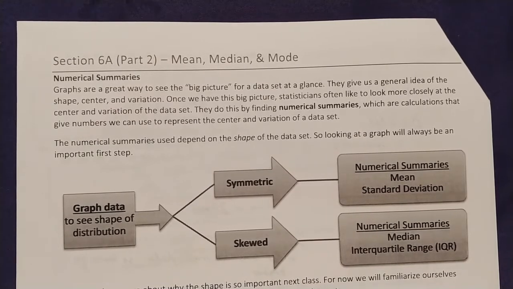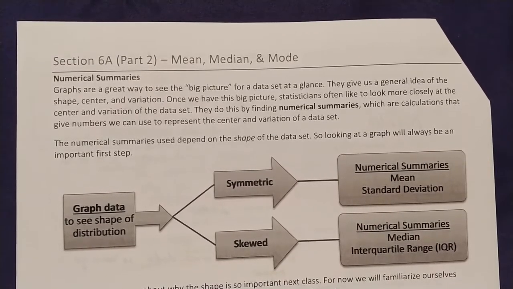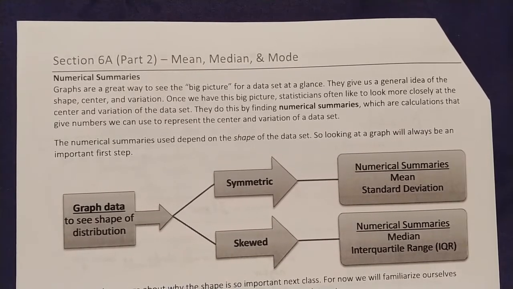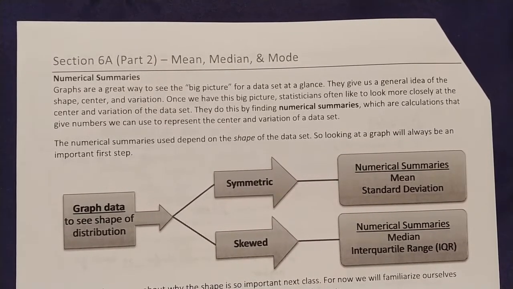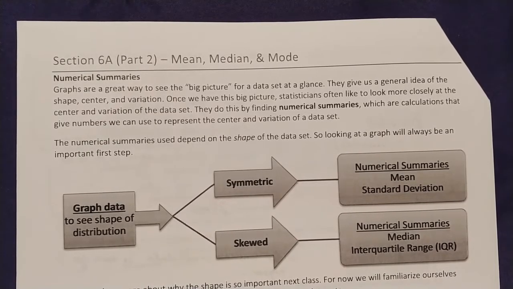Once we have this big picture, statisticians often like to look more closely at the center and variation of the data set. They do this by finding numerical summaries, which are calculations that give numbers we can use to represent the center and variation of the data set. So the numerical summaries used depends on the shape of the data set. So looking at a graph will always be an important first step.